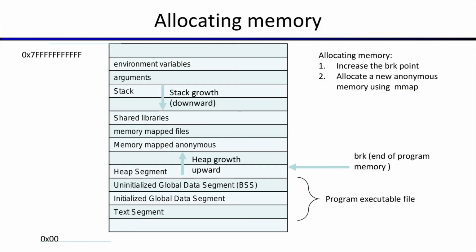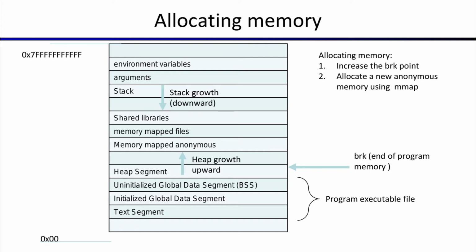Now, we have seen the memory chart of a program. And from the bottom, the text segment, the global data segments grow. From the top, the stack comes down, and in the middle, we have shared libraries, memory map files, and anonymous memory regions. So there are two ways that the program can actually get more memory. One of them is you ask for an increase in your heap segment, and a program's heap segment ends at the point that is called a break. That is the end of the program memory.